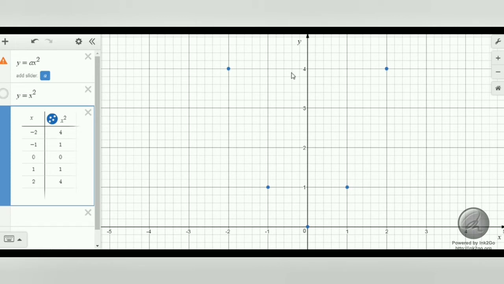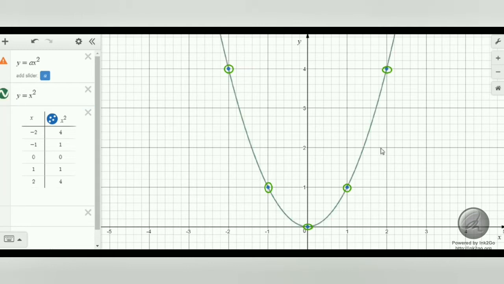Now let's mark the points on the graph. The first point is negative 2, 4. Negative 1, 1. 0, 0. 1, 1. And 2, 4. Now it's time to draw the graph. This is the graph for y equals x squared.